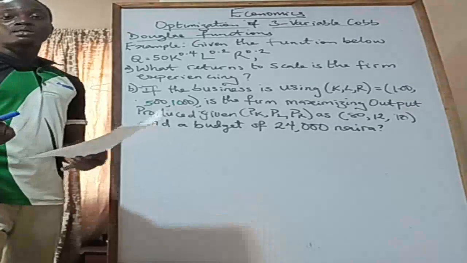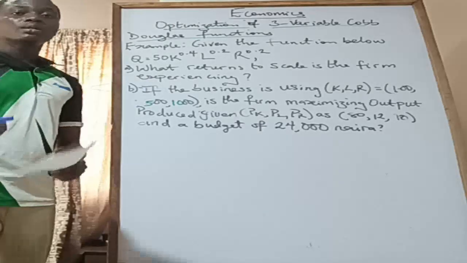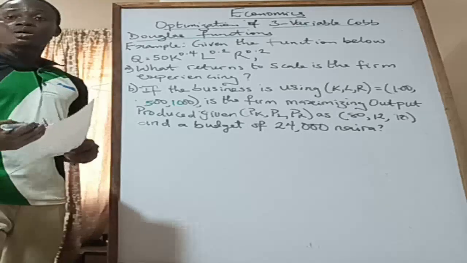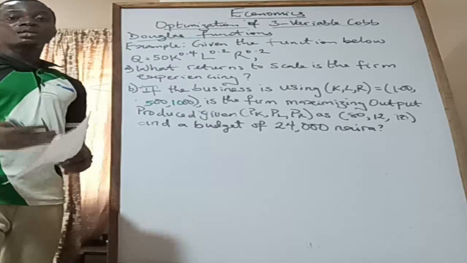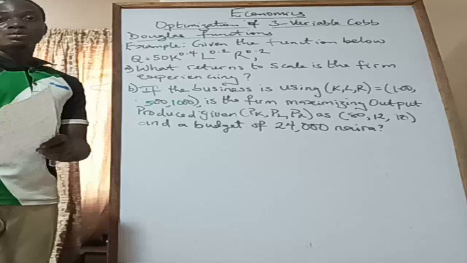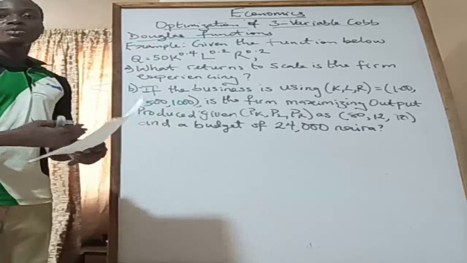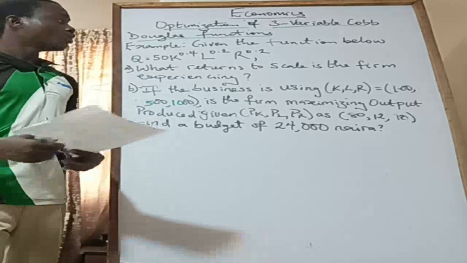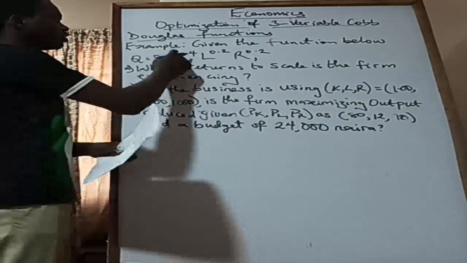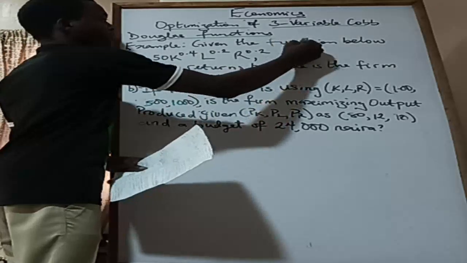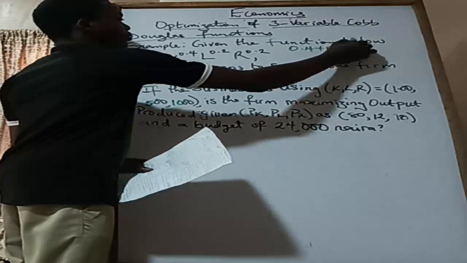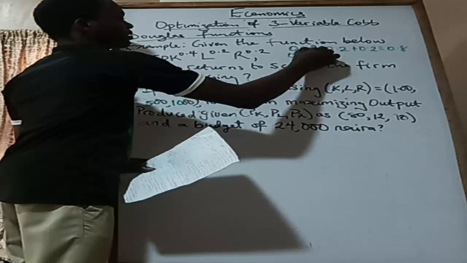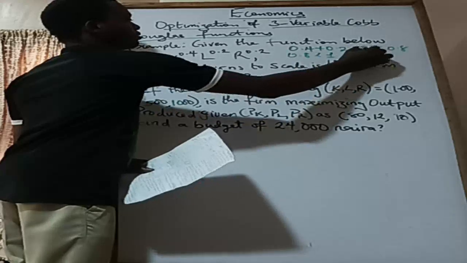If the sum gives you one, then you're experiencing constant returns to scale. If it gives you a number less than one, you're experiencing decreasing returns to scale. And if the sum were to give you a number greater than one, of course, you're experiencing increasing returns to scale. So what do we do here? When we add up the powers, 0.4 plus 0.2 plus 0.2, this gives us 0.8. So 0.8 is less than 1, so this is decreasing returns to scale.